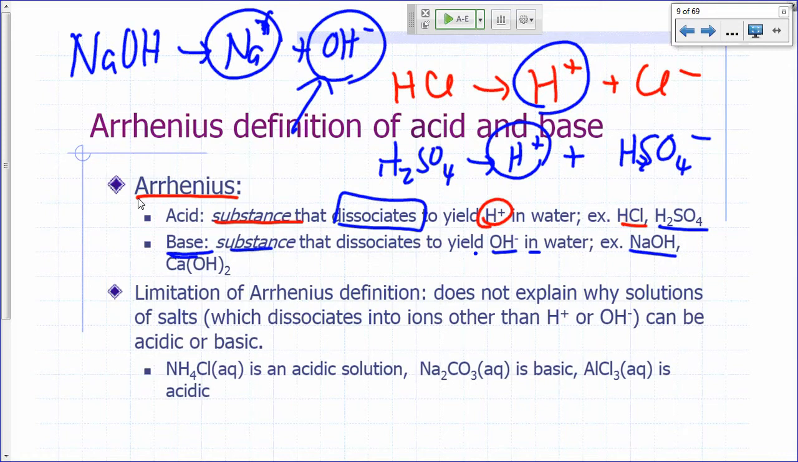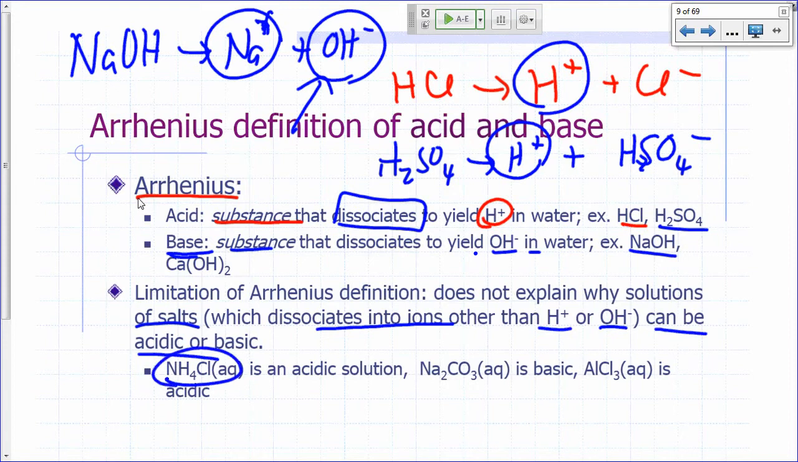Now, the limitation of this definition is that it doesn't explain why solutions of salts are acidic or basic. Salts are ionic compounds that dissociate into ions other than H+ or hydroxide. If something is an ionic compound that dissociates in water, where the cation is not H+ and the anion is not hydroxide, we call that a salt. A salt is not necessarily sodium chloride, it's any ionic compound. Salts can be acidic or basic.